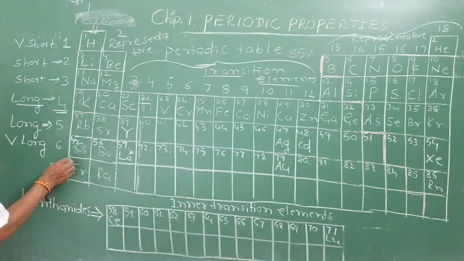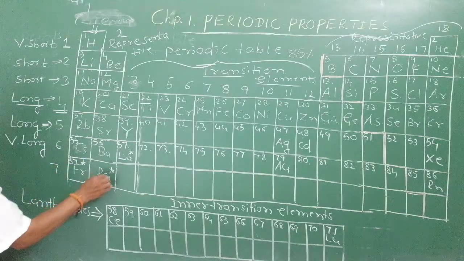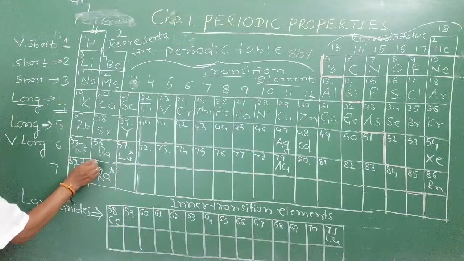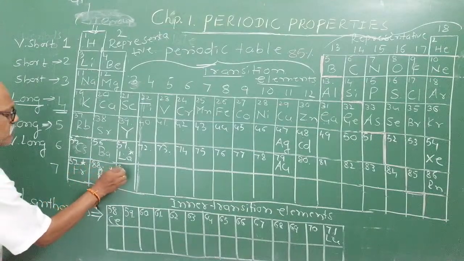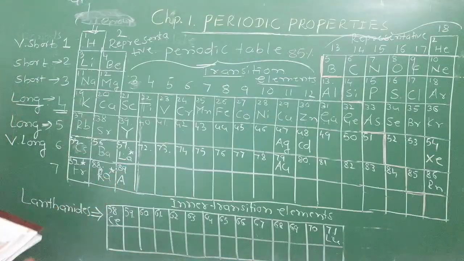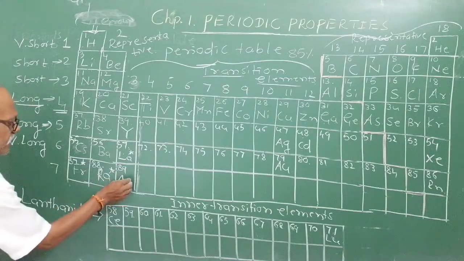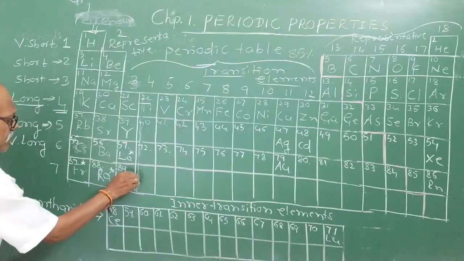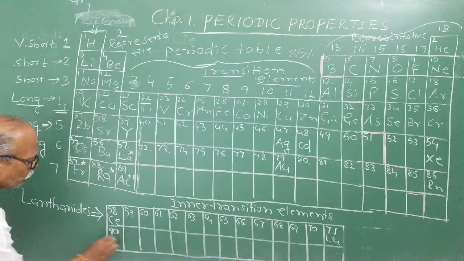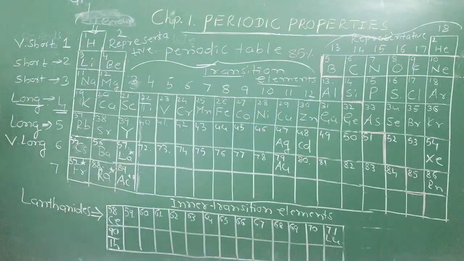You can get 87, which is francium. It is radioactive. Even radium is radioactive, discovered by Madame Curie and Pierre Curie. Radium, radioactive, 88. Then comes 89. 89 is actinium, AC. I'll put a double star here. After actinium, atomic number 90, thorium is cut from the main table.